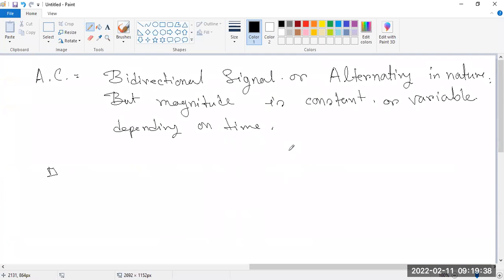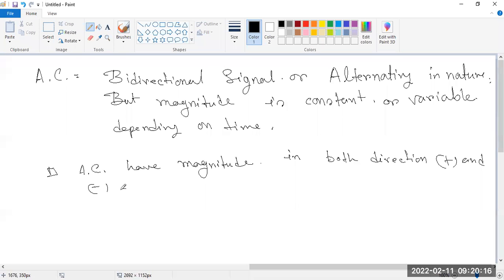then it is called the AC. AC means alternating. But what does it mean? Alternating means it has magnitudes on both sides, positive side as well as negative side. Then it is called alternating, or you may say this is the AC, in both directions, positive and negative.